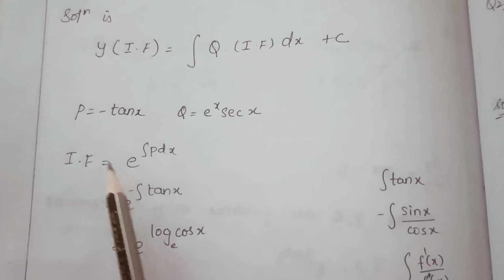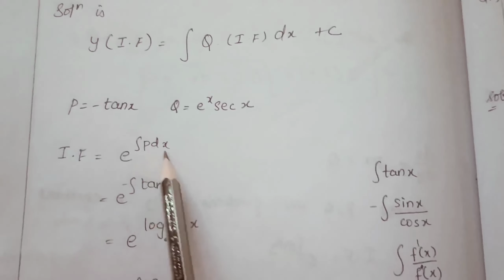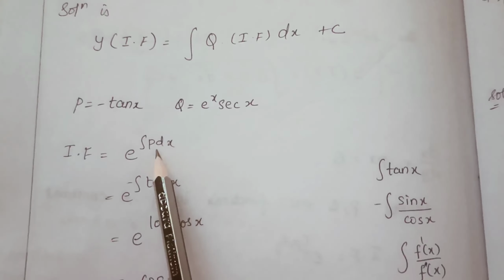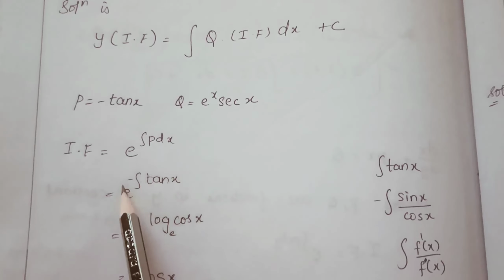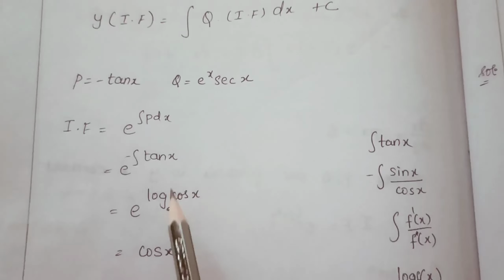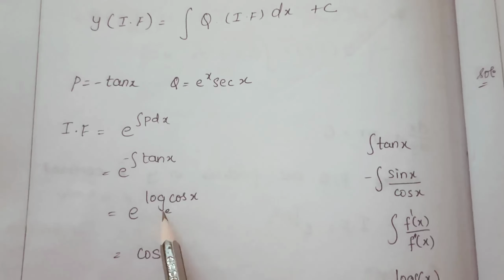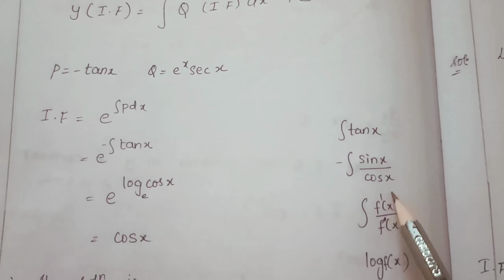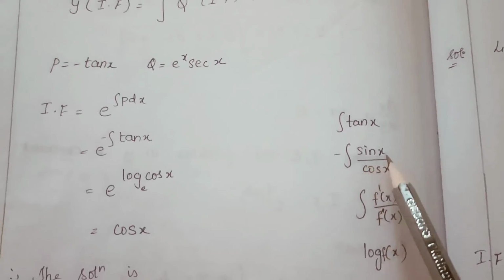Find e power integral of p dx. Integration factor is e to the power of integral p dx. P is minus tan x. Now integration of tan x is nothing but log cos x. See, tan x is nothing but sin x by cos x. But we have minus sin x by cos x.